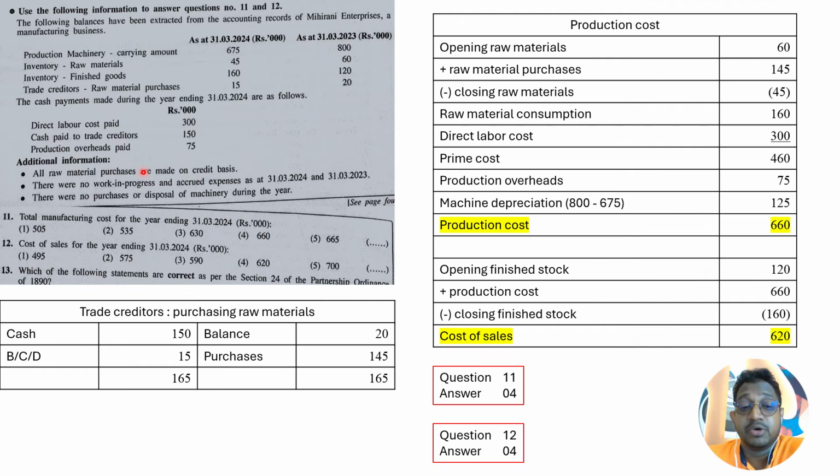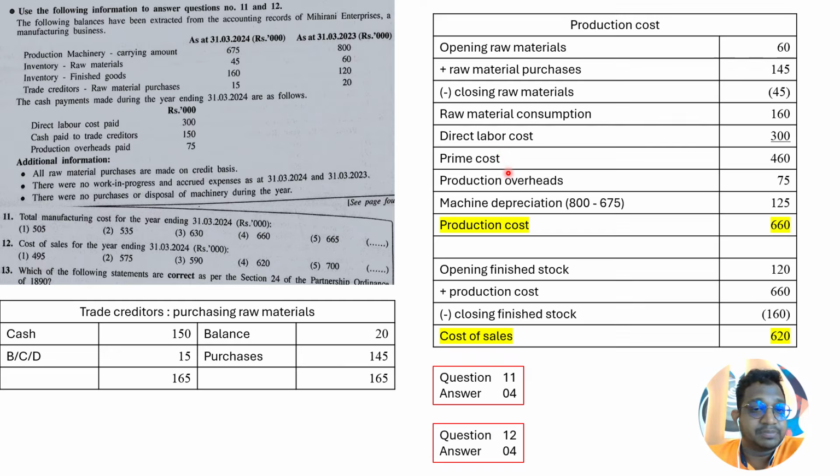Which means from the trade creditor account, you can find out the raw material purchases, right? So the opening balance and the closing balance here and the cash payment here, and then the total purchases of raw materials is 145. And that 145 you should add here to the opening raw materials. And from that you have to minus the closing raw material, then you are getting the raw material consumption. And to that you have to add the direct labor costs. So here the direct labor cost is given straight away, no adjustment for that. And then you are getting the prime cost.